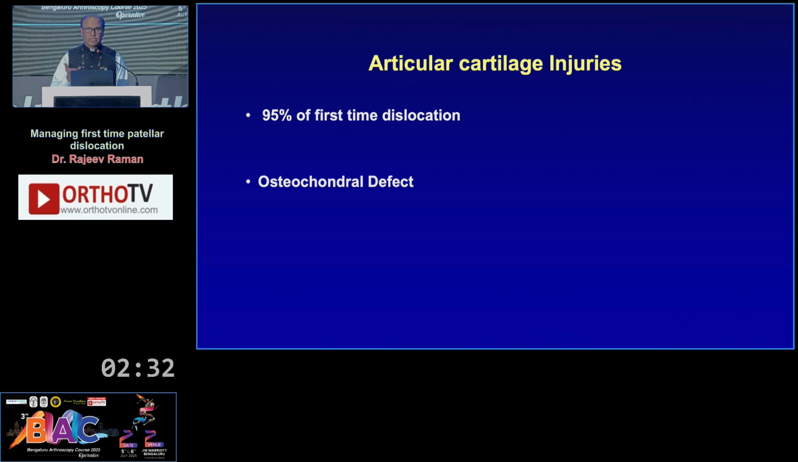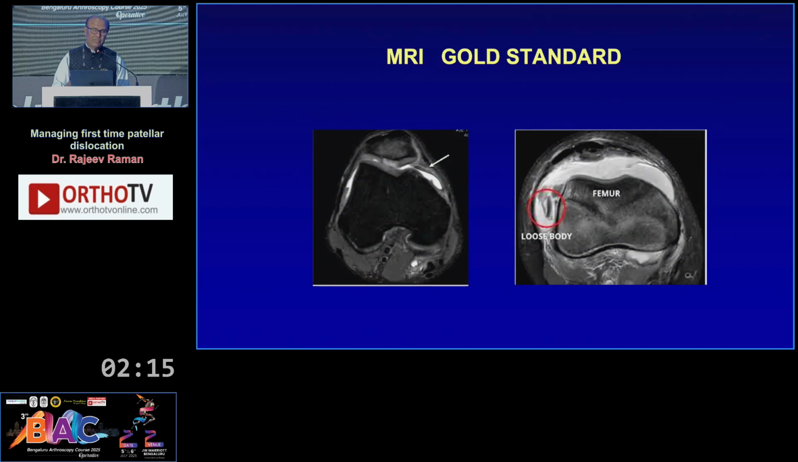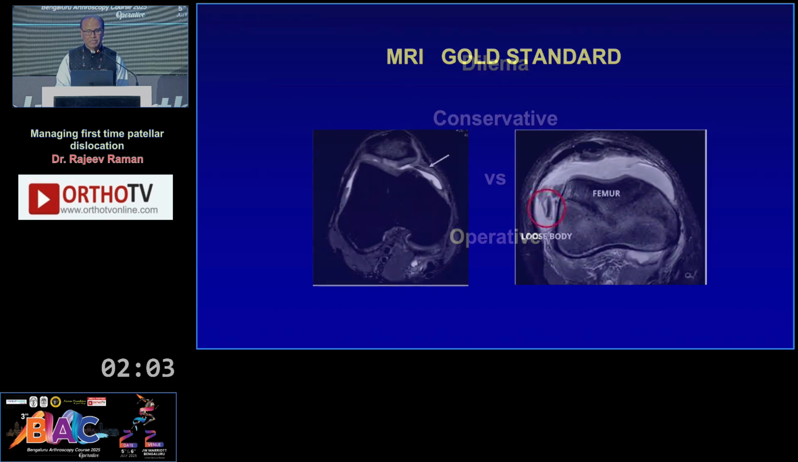So there is a very good paper in this course. It said 90% of first time dislocators have some amount of condyle injury. But yes, 10 to 20% have a large osteochondral defect, but some amount of chondral injury is there in most of these patients with first time dislocation. And for that reason, MRI is the gold standard. So after X-ray, try to do an MRI, see all the measurements, and also locate your osteochondral body, loose body.